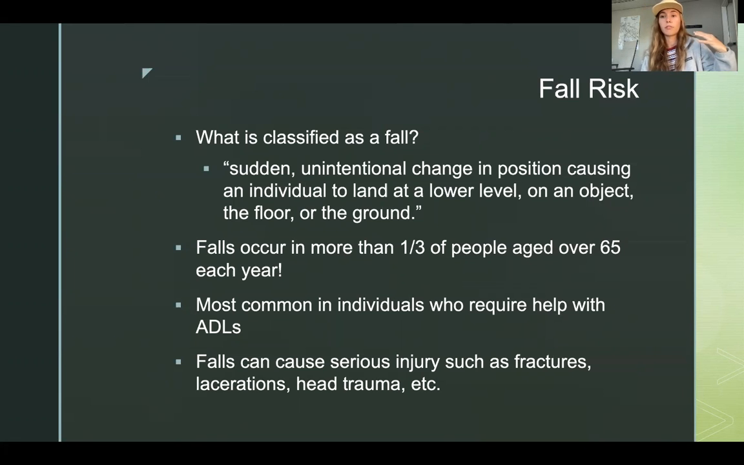And to clarify a little bit, falls are not classified as falls from strokes or sudden cardiac events. This is not talking about that. This is more just talking about the functional capacity of an individual in their daily lives. And what can happen because of falls? They can cause serious injury, like fractures, lacerations, head trauma, dislocations. Sometimes they're not as serious, but sometimes they are serious.